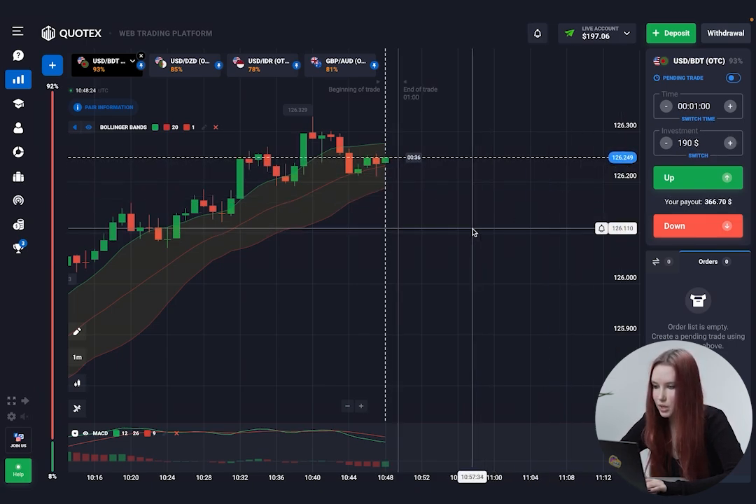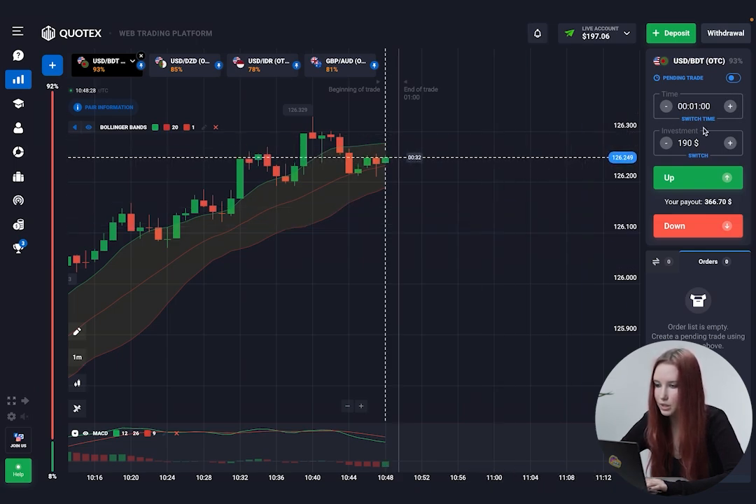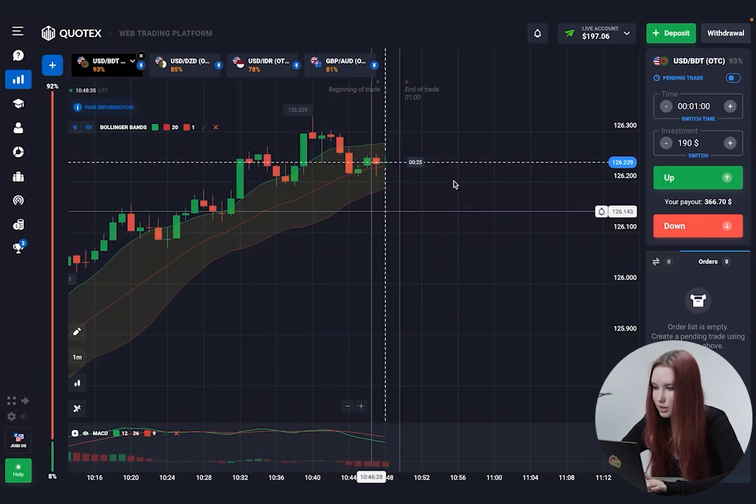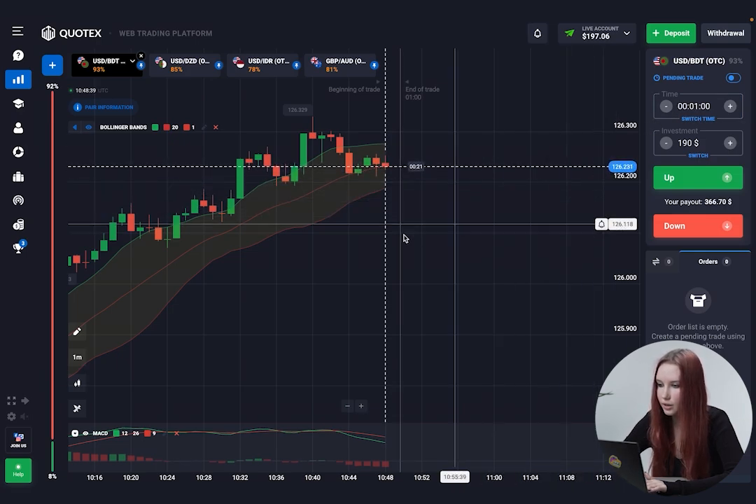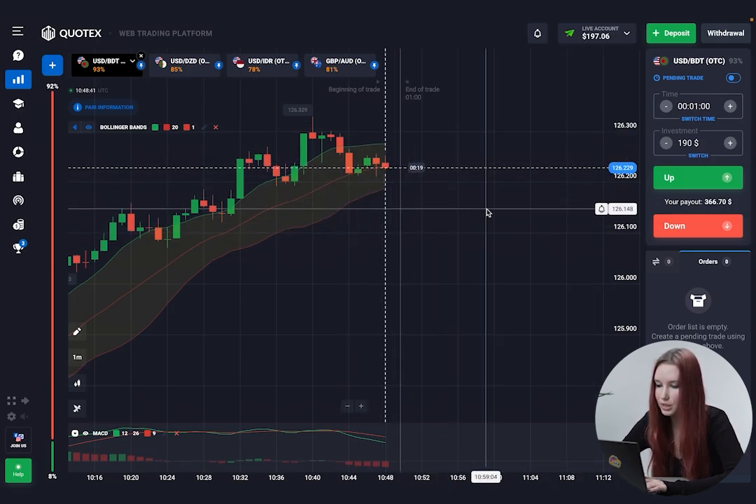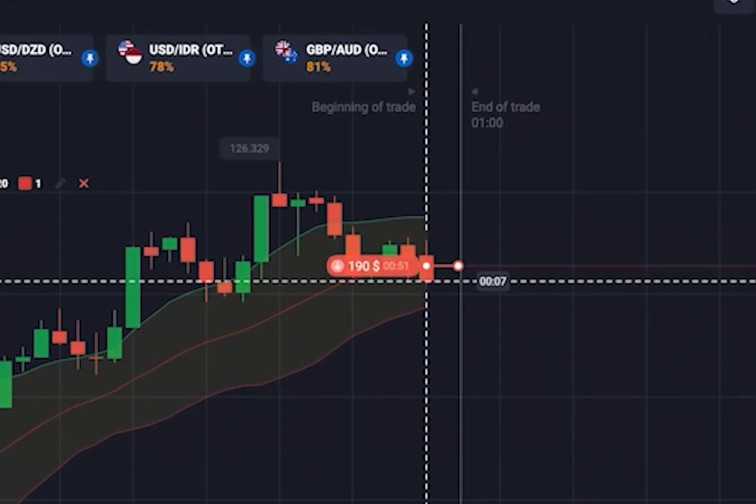Please pay attention that I'm doing all my trades on 1 minute time expiration. My candlesticks are also 1 minute, so each candle equals my time expiration. It's very important in the strategy, and I'm ready to make a deal. So I'll open a trade down. Let's go.